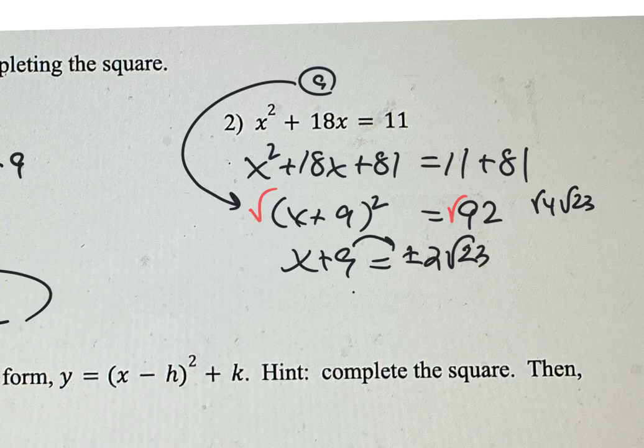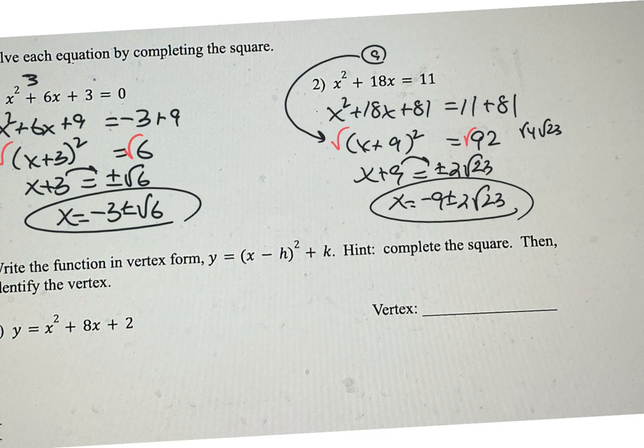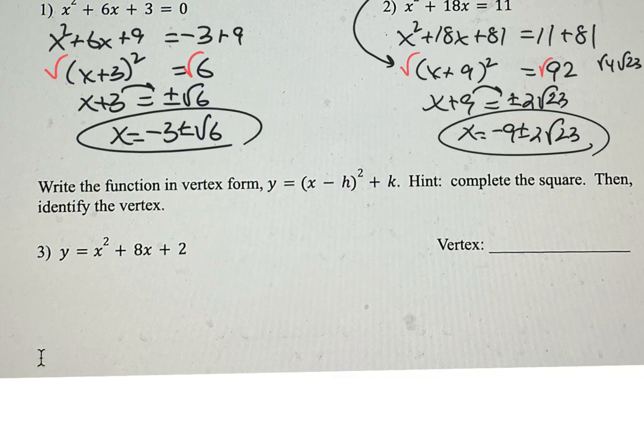One more step. Let's move that 9 over. Make it -9 plus or minus 2 root 23. Got it. All right, number 3, you're going to have to complete the square again.